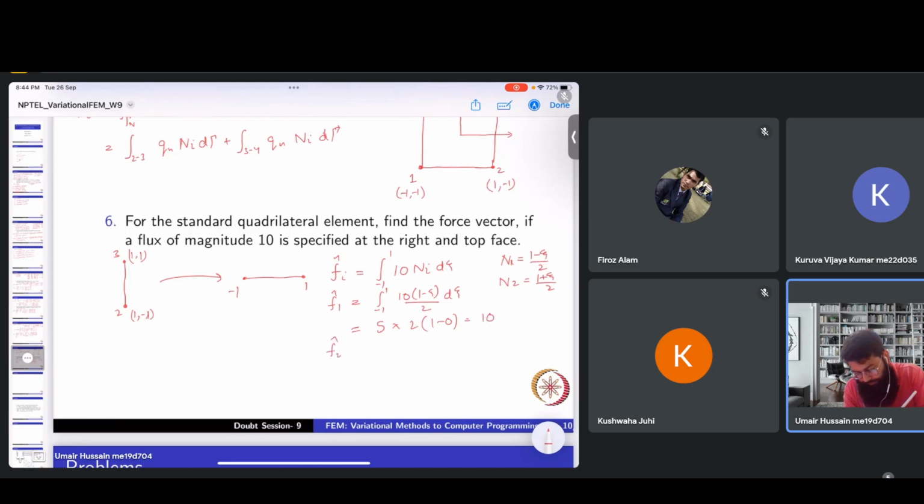And F2 would be, again, 5 into 2 into (1 plus 0). This is also 10. So our main force vector would have four components here, right?